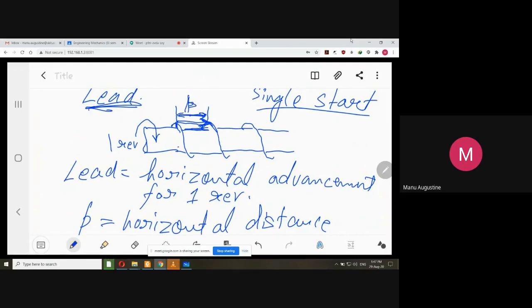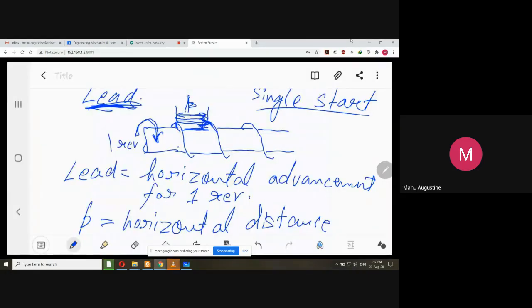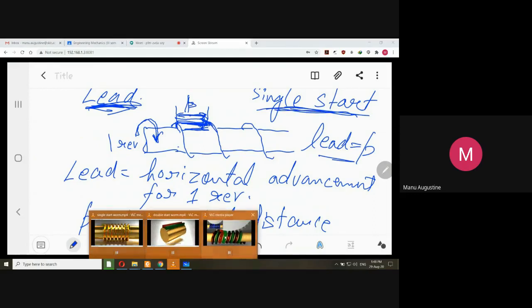But in order to understand the concept of lead, you have to actually give the thread a rotation like this and then see by how much will be the horizontal advancement. And in the case of single start threads, the lead is always equal to the pitch. So whatever pitch you are observing here will be the actual horizontal advancement also, but that is for single start threads. And now look at this video once again.